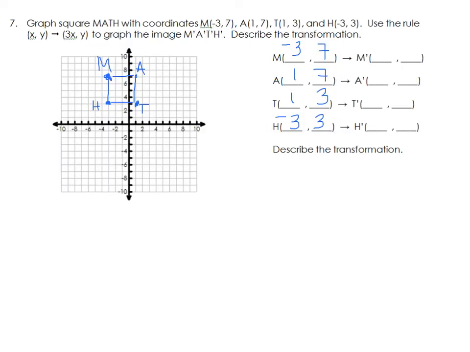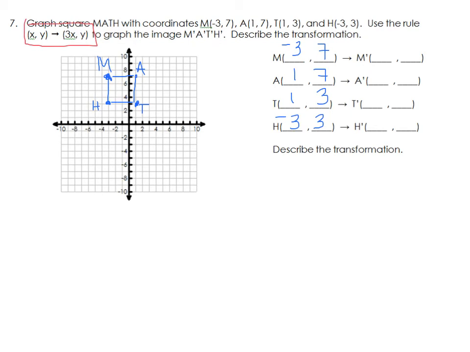All right, let's look at this example. We're going to graph square MATH. I've already graphed it for you and written down all the given coordinates. Here we're going to use the rule (x, y) maps to (3x, y). Notice that the 3 is only being multiplied to the x coordinates and not the y coordinates.